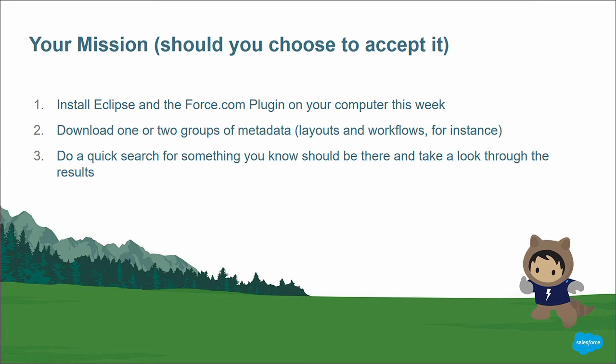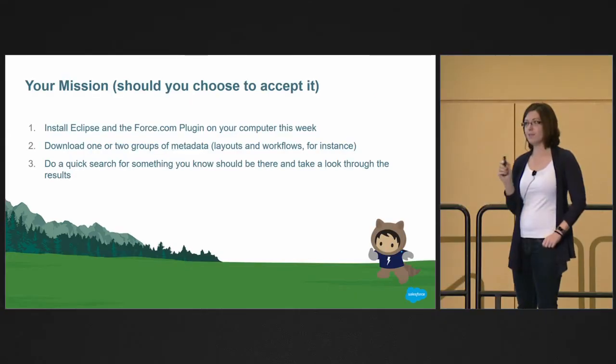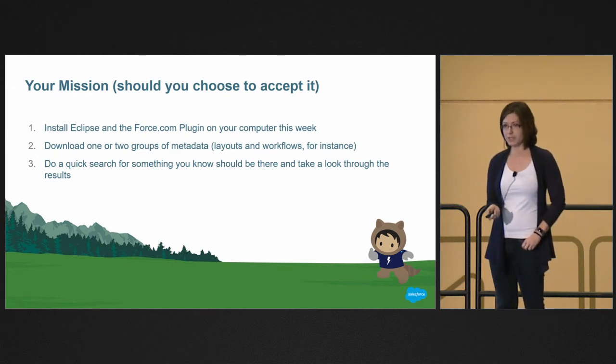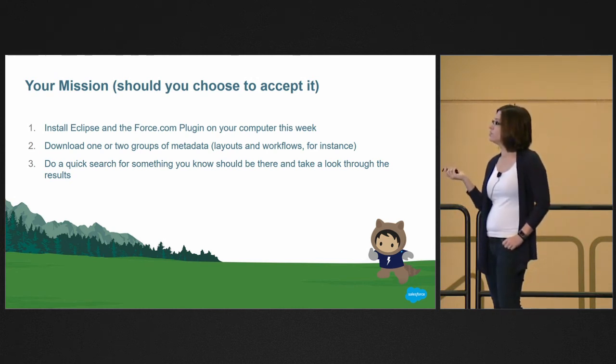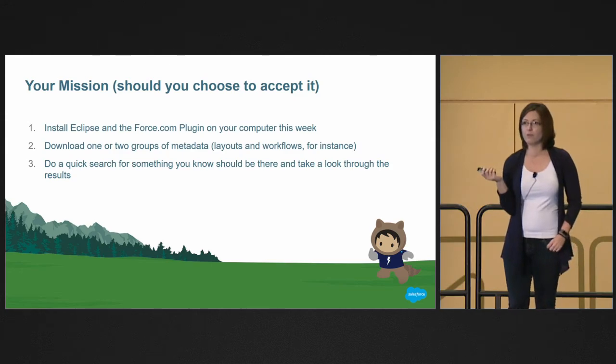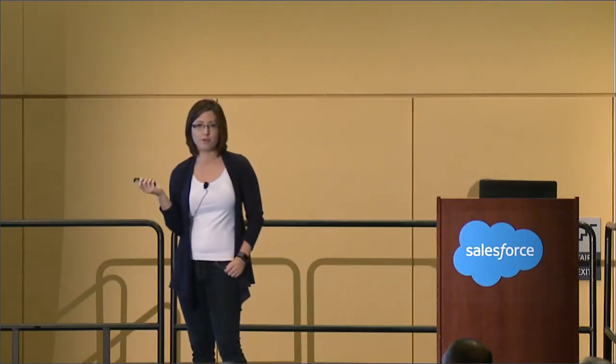Okay, so my mission for you is to install Eclipse and the Force.com plugin on your computer this week, if not today, because you know that when you go home, you'll never do it. At least that's how I am. And then you want to download one or two groups of metadata. Think of something really basic. It could be, I want to search all reports for where I am pulling in some field. Or you could get a little more advanced and say, okay, I know that this report actually uses a bucketed field. So why don't I just see what that looks like?